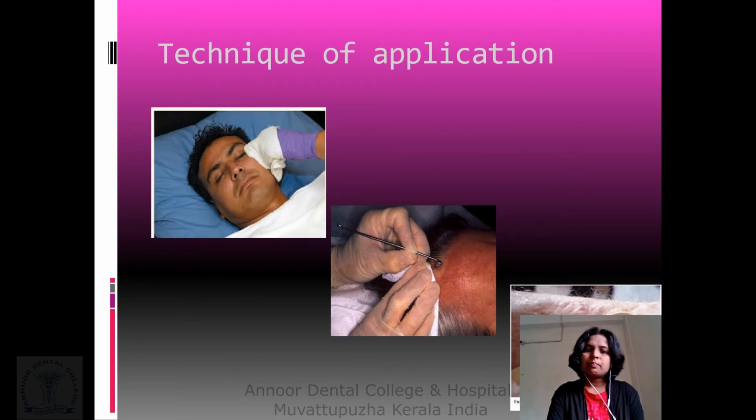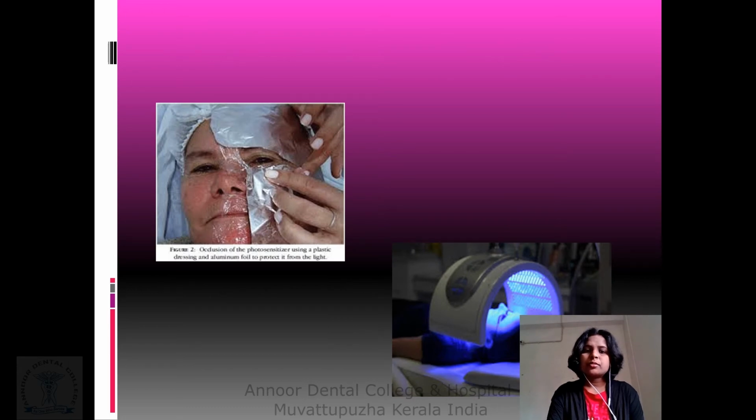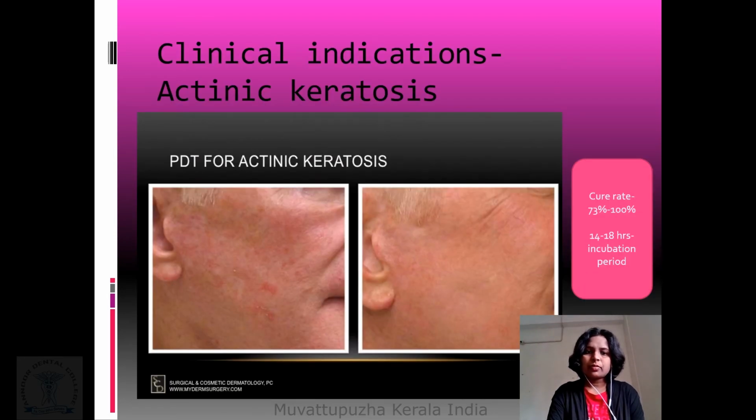We apply it by means of a step-by-step procedure. First we clean the area, then we locate the area, then we apply the photosensitizer to the area and cover it for certain hours, and we also place the patient under a light source. Clinical indication: in journals it is used for actinic keratosis. The cure rate is 73% to 100%. A 14 to 18 hour incubation period is needed.